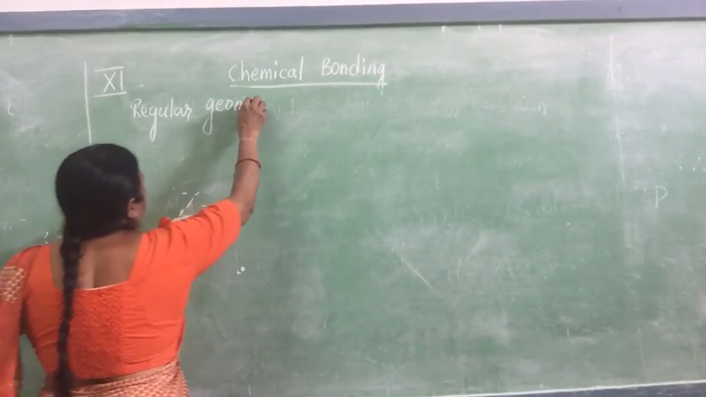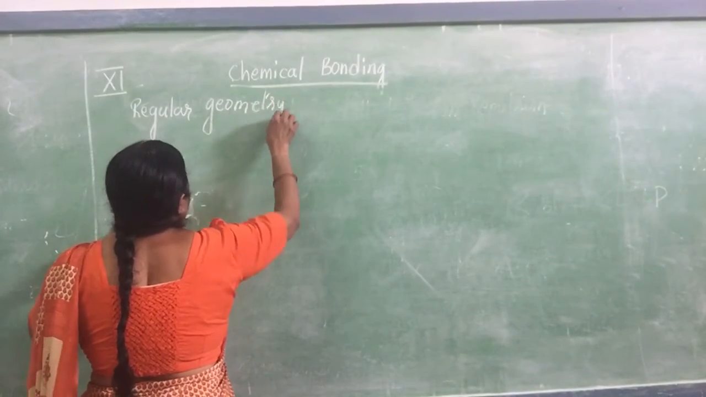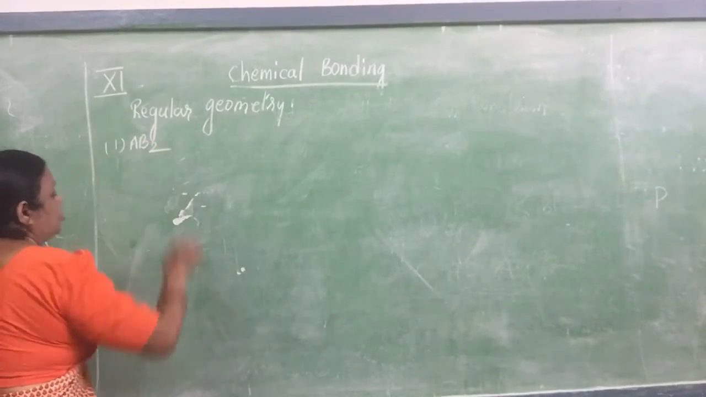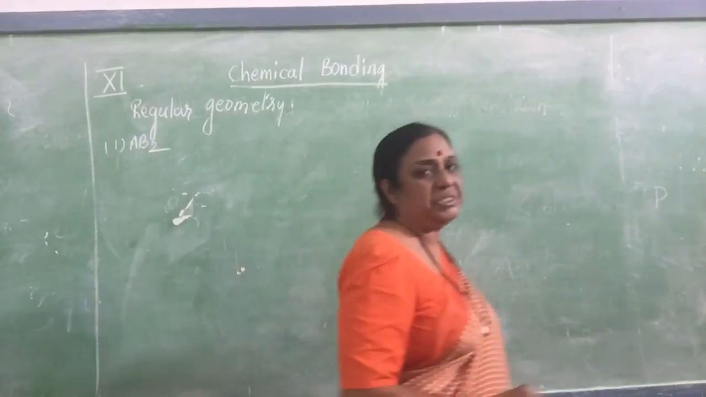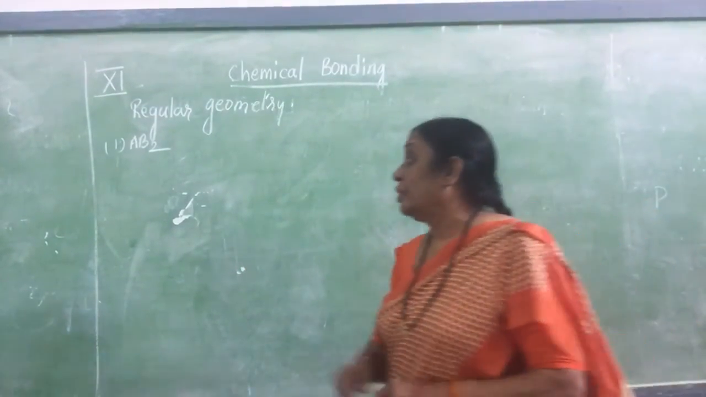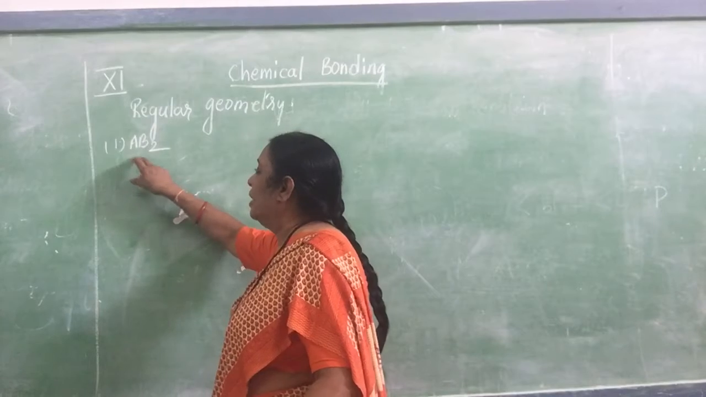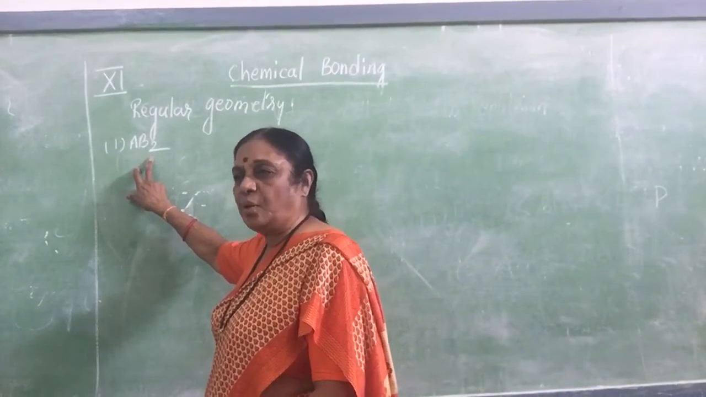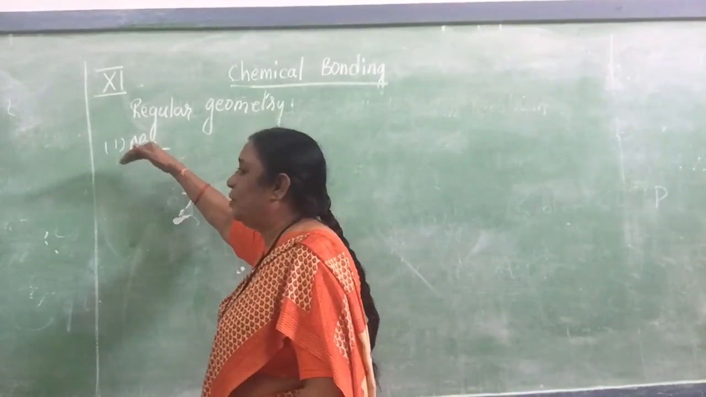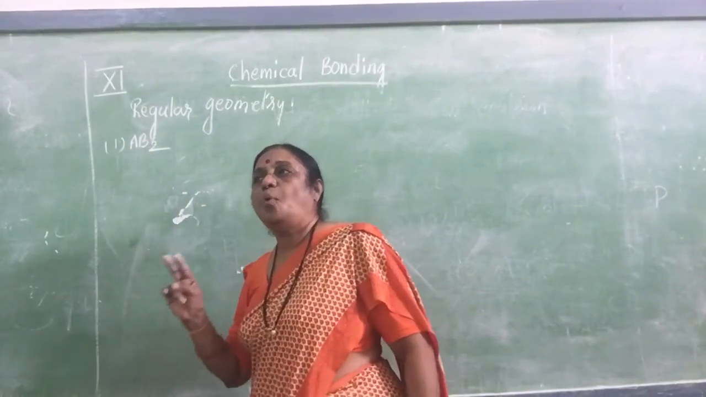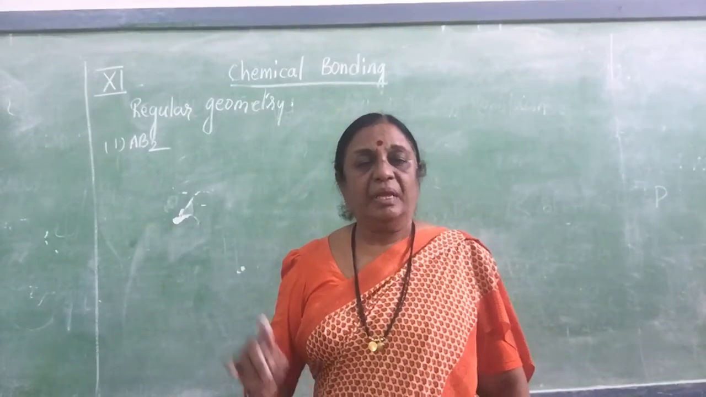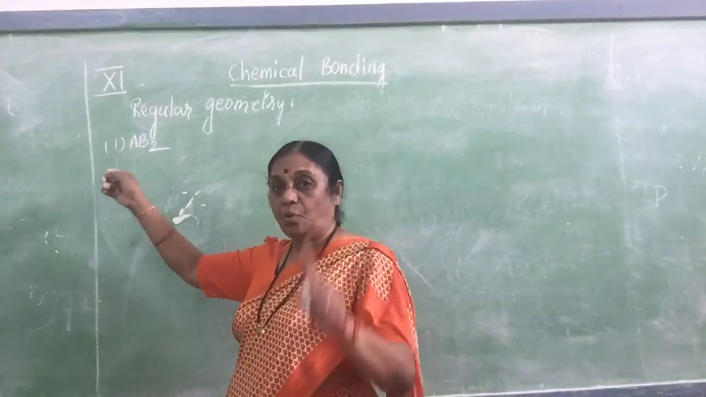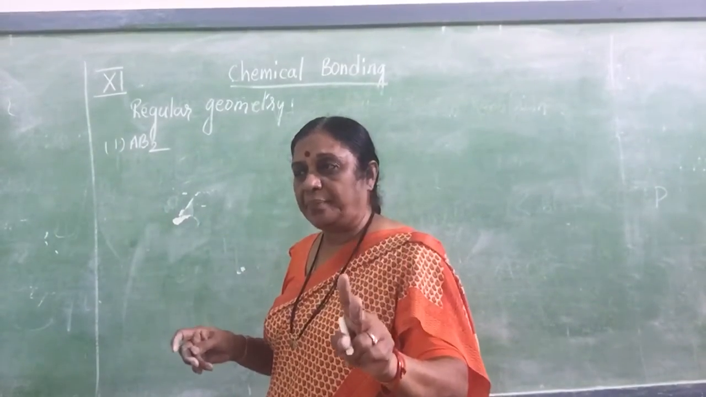Now, it is in the form of the general formula. The first one is AB2. What is the meaning of AB2, children? One atom of A reacts with two atoms of B. Or we can also say this molecule is having only two bond pairs. Since we are doing the regular geometry, this molecule is having only two bond pairs.